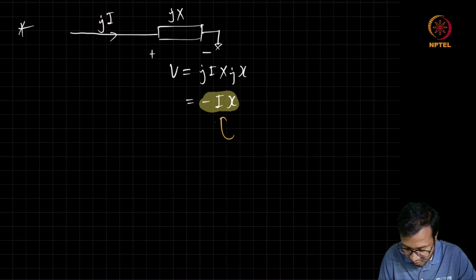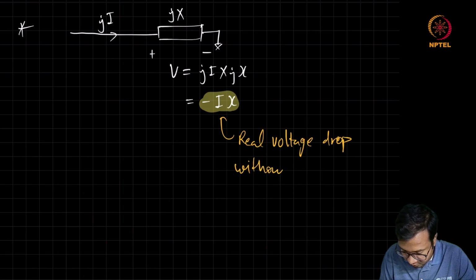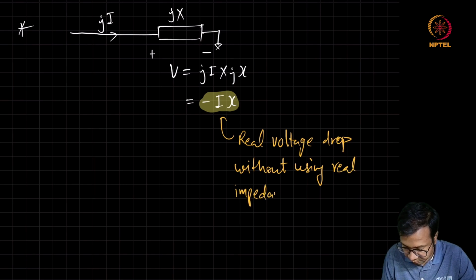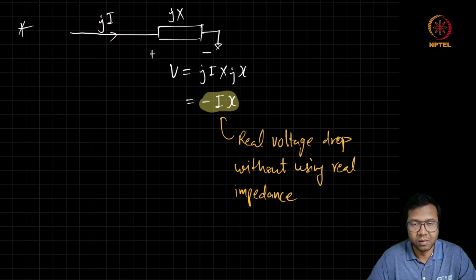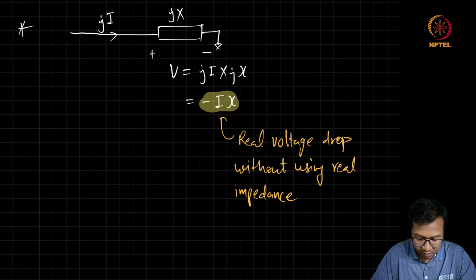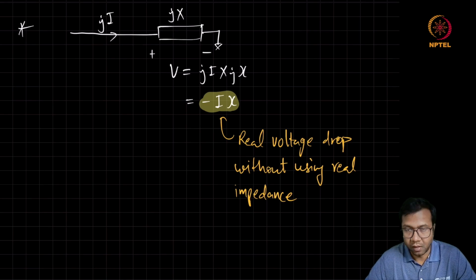This is a real voltage drop without using real impedance. So this intuition is going to be useful when we are trying to realize impedance for input matching without using resistance. Problem with resistance is it also adds noise.